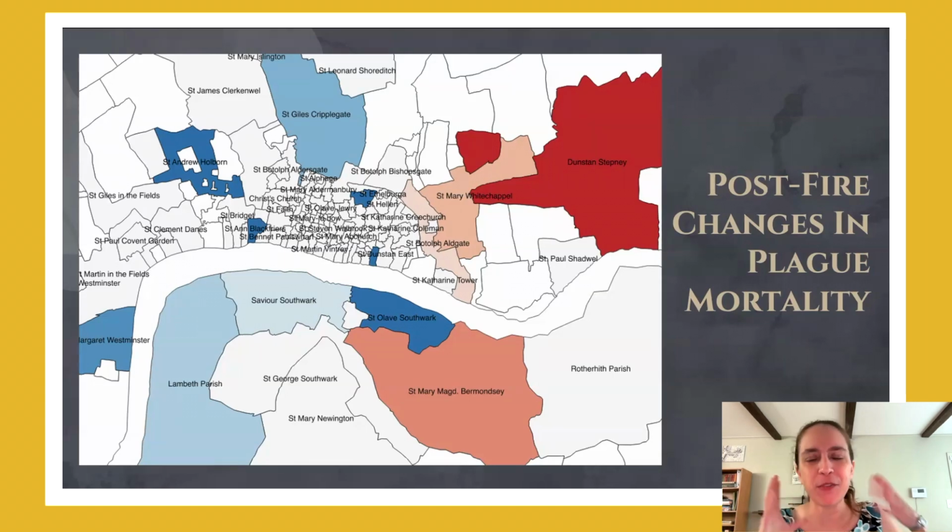But if we look at the greater area of the bills of mortality, we can see blue parishes where plague deaths were indeed falling, and then red parishes show where the numbers of plague deaths are actually rising, likely due to people fleeing the fire and carrying their fleas with them, and the sort of stresses that come from being made homeless from this sort of natural disaster.